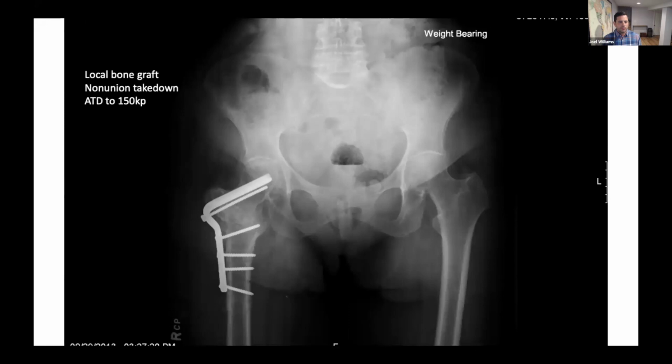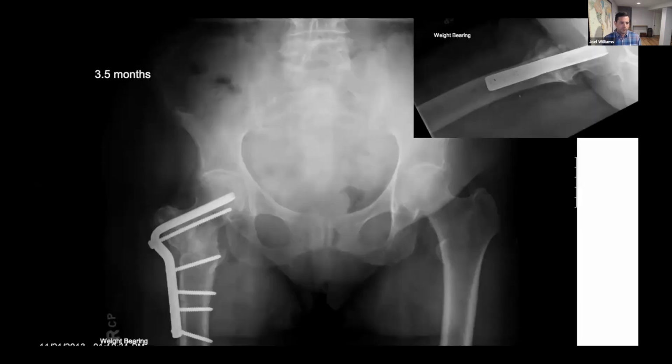So this was the second operation. She was revised with a higher angle blade plate. Local autograft from her femur was used in addition to BMP. There was complete takedown of the fibrous non-union, and this was tensioned with the articulated tensioning device to 150 kilopascals. And here's your final x-ray, 3.5 months post-op.